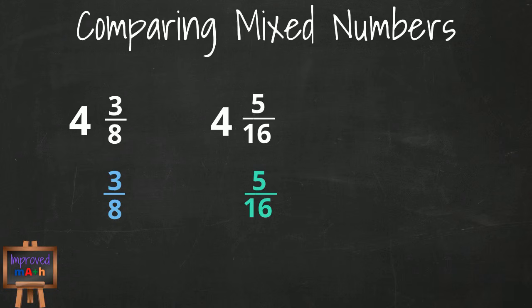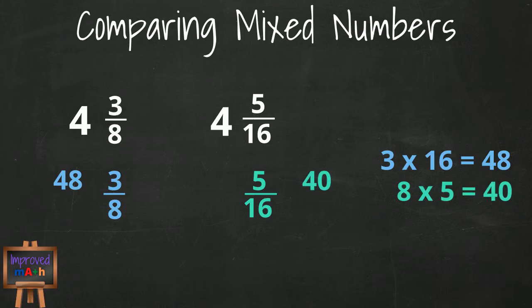So let's take the 3 in our numerator and multiply it by the 16 in our denominator, and we get 48. We then take the 8 in our denominator and multiply it by the 5 in our numerator, and we get 40. 48 is greater than 40, so the mixed number 4 3/8 is greater than 4 5/16.